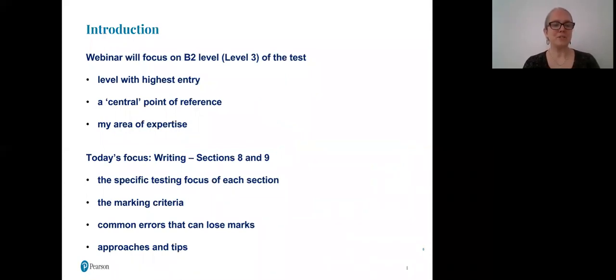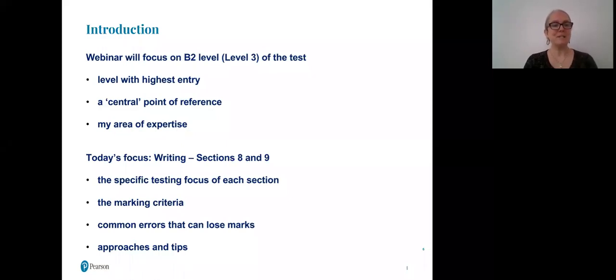So just want to make the point that as yesterday, we are focusing on B2, which is level 3 of the test today. It's simply not possible to engage in any meaningful way with all of the levels in a webinar of this length. So we're going to go for B2 because it's the level with the highest entry. It's the intermediate level of the exam, so it provides a good central point of reference for you. Plus, because it's the level that I've worked on for a lot of years now, it's my area of expertise that I can offer specific insights into.